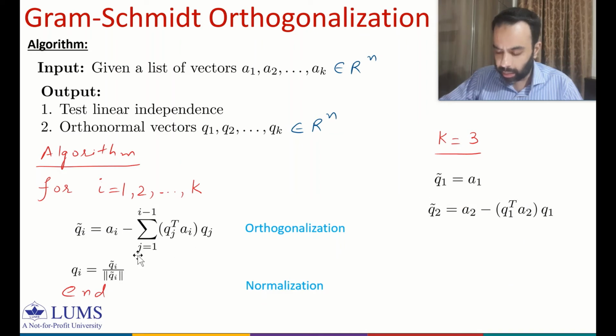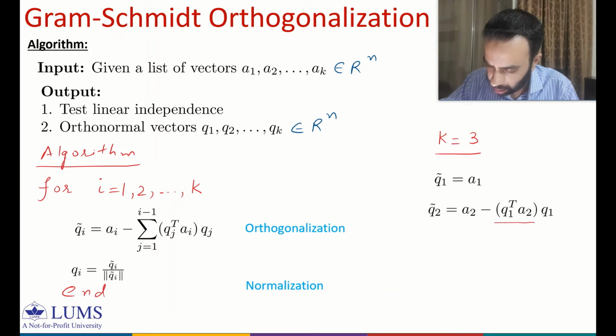In this summation, we will only have one term, so we'll run from j is equal to 1 to 1. We only have one term, right? So on the right hand side we have a2, and from a2 we subtract q1 transpose a2.